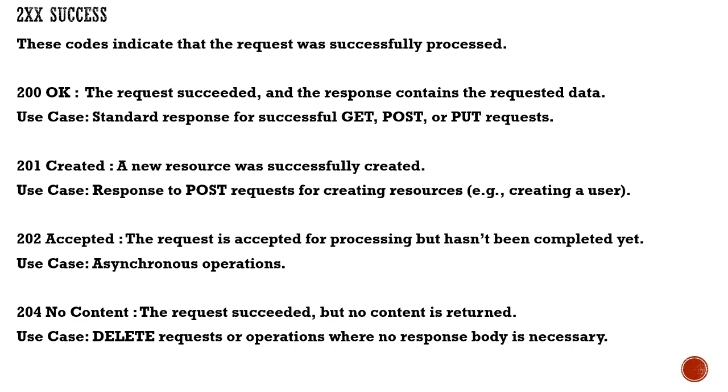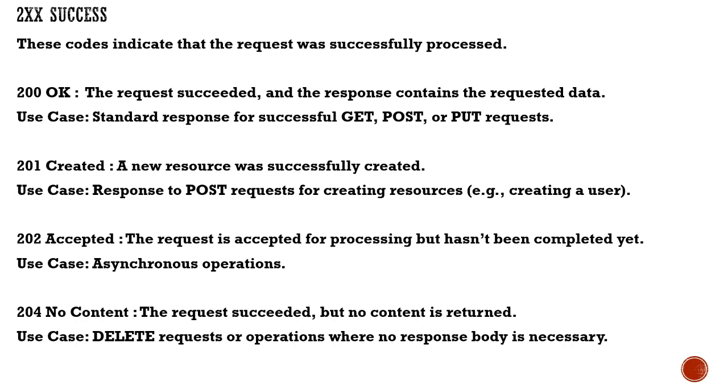Now 204. What happens? The request succeeded, but we have not responded with anything. There is nothing to respond. Let's say in the case of GET, we have requested something and we are getting it. But 204 means that the request the client made is processed, but ultimately there is nothing to respond. Only the status code is sent out, so there is no response body to it.